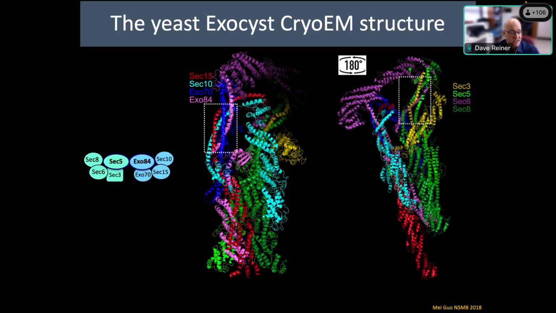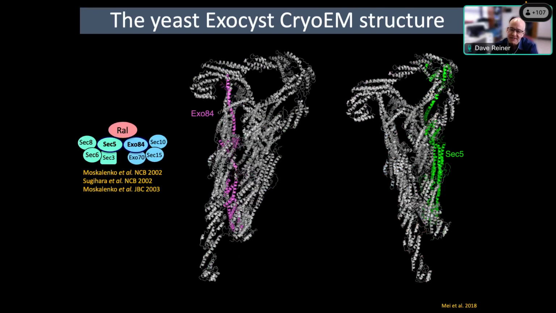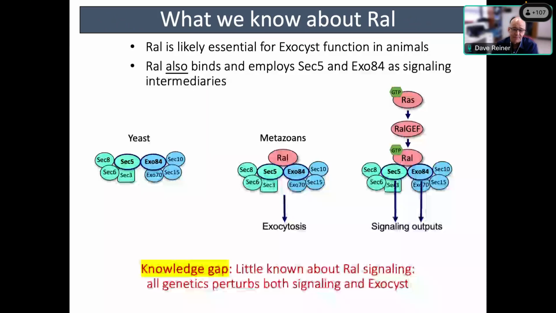Thank you. And so this is a gorgeous cryo-EM published several years ago, the yeast exocyst. Next slide, please. And on top of that was the discovery over 2 decades ago now that RAL interacts, this is in cell-based systems, RAL interacts with the EXO84 and SEC5 of the exocyst and seems to govern cancer-like behaviors in those cells. Next slide, please.